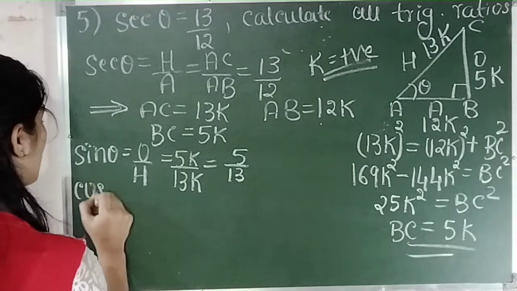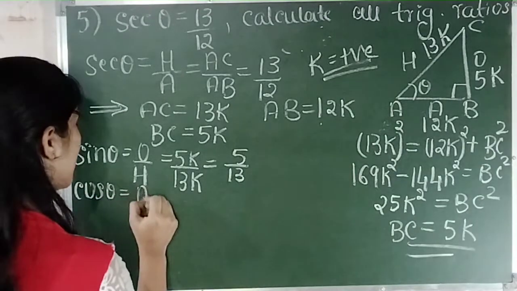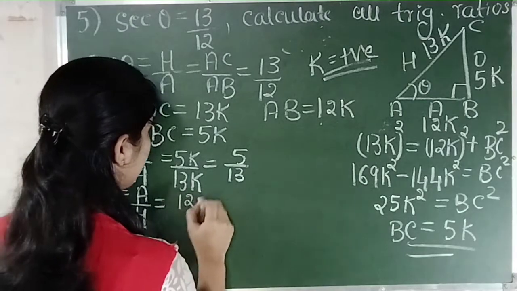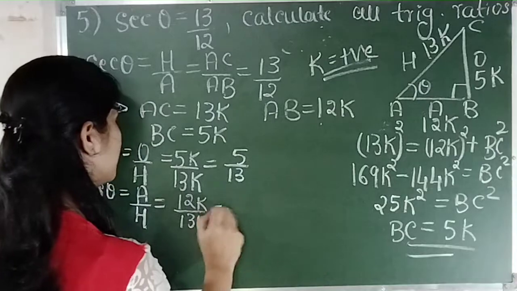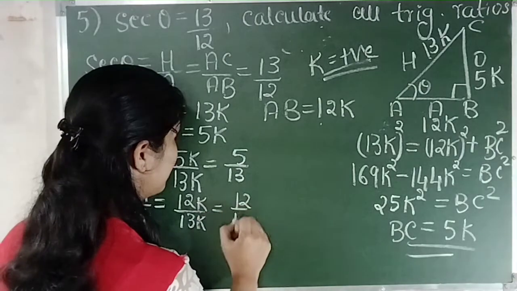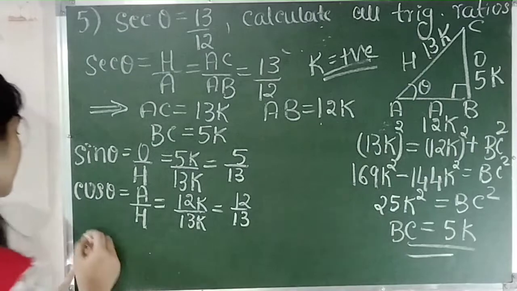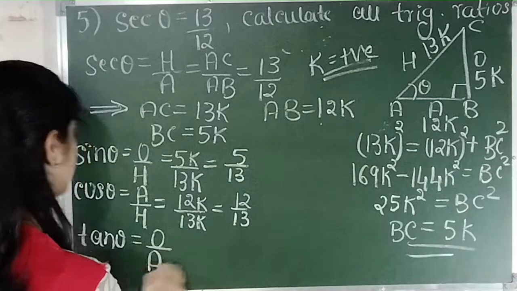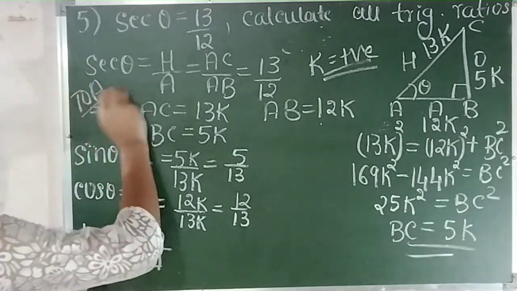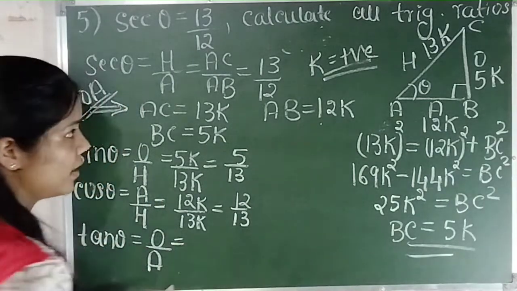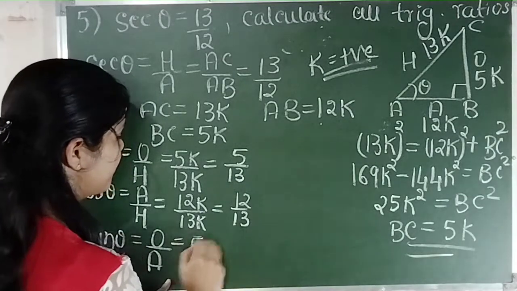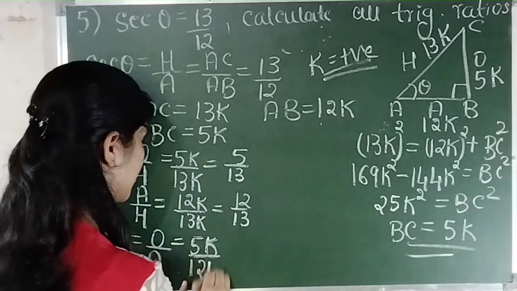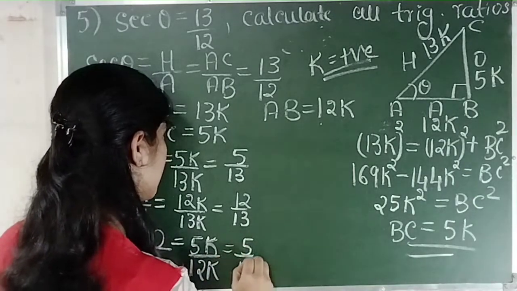Next find the value of cos theta. Cos theta is adjacent by hypotenuse. Adjacent side is AB, 12K. Hypotenuse is 13K. So this is 12 by 13. Next find tan theta. Tan theta is opposite by adjacent. TOA, SOHCAHTOA. So opposite side is BC, that is 5K, and adjacent side is AB, that is 12K. So it is equal to 5 by 12.